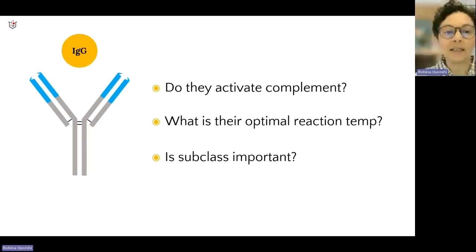Excellent. All right, so next question. What is the optimal reaction temperature? So IgG, how do they like to react? Okay, we've got 37, lots of 37s coming in. Wouldn't expect you to say anything else really. Excellent work. Is subclass important? IgG has 4 subclasses, 1, 2, 3, and 4, handily named. So subclass, we're saying, is important as well. Excellent.